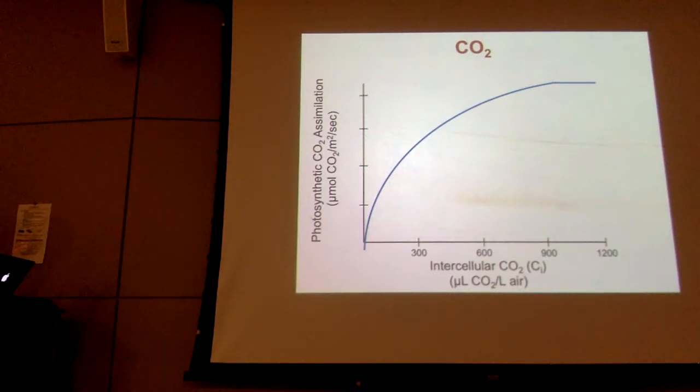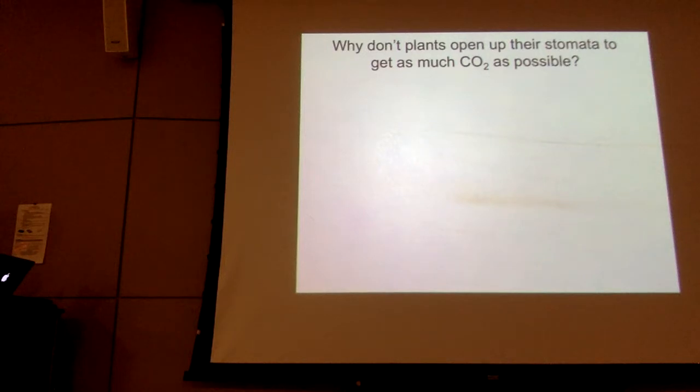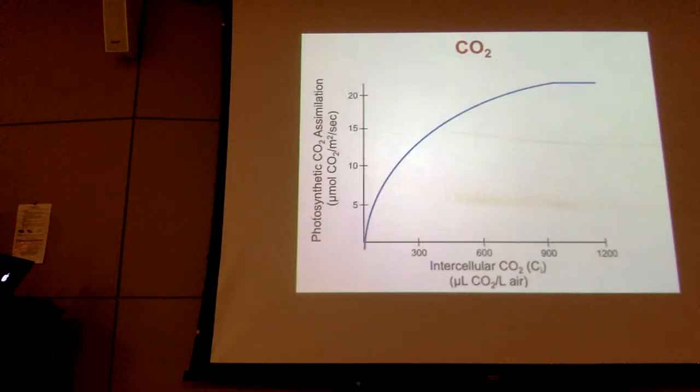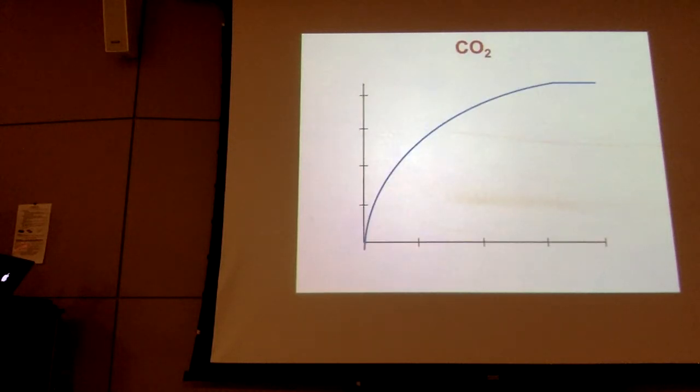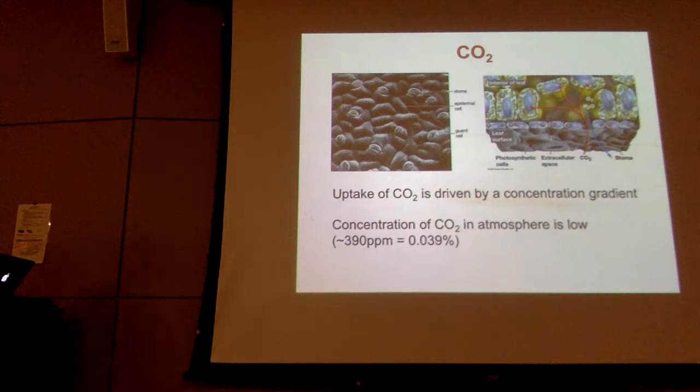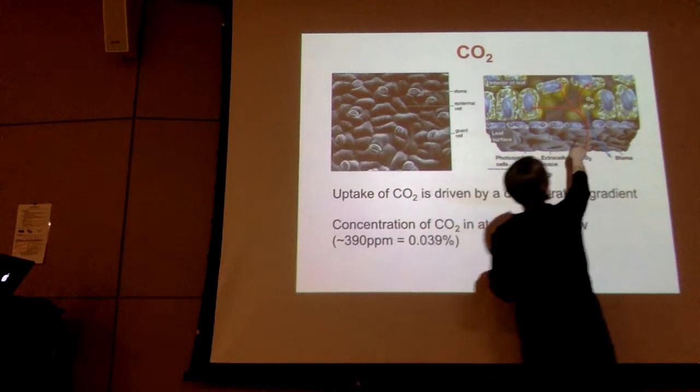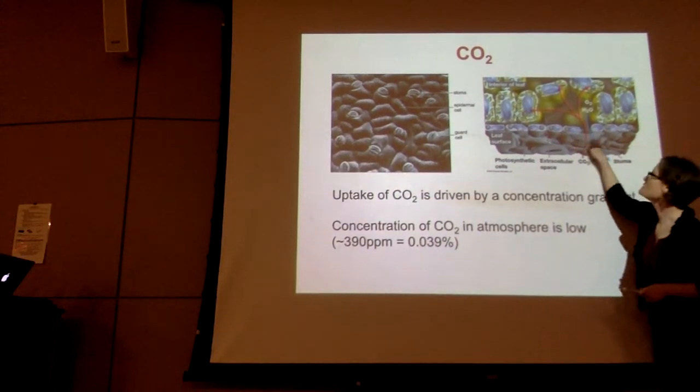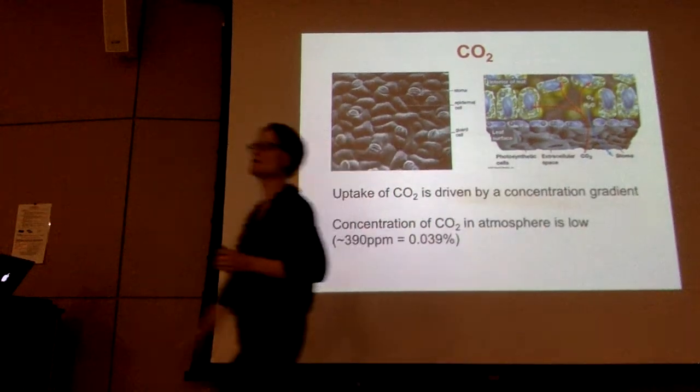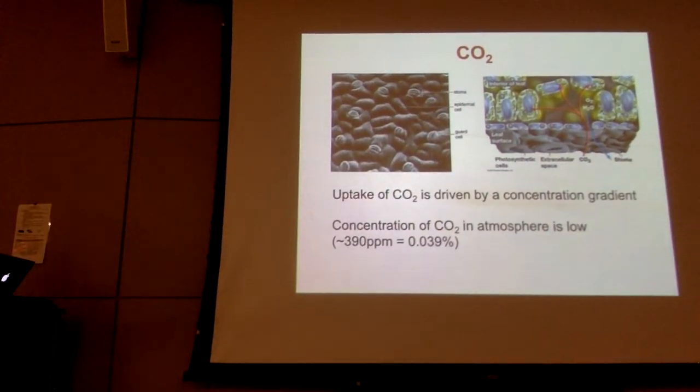So why don't plants always open up their stomata, always, as much as possible? Why do we even have stomata? Why don't we just have big holes? And to remind you what I mean by stomata, it's these guys here, right? And they can open and close. Why don't we just leave them hugely open all of the time?